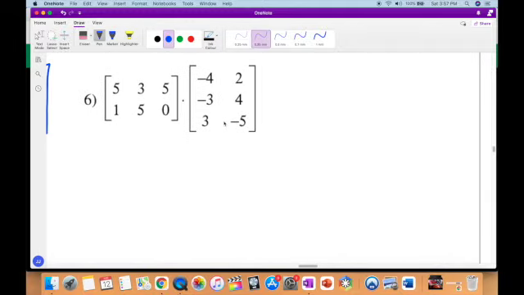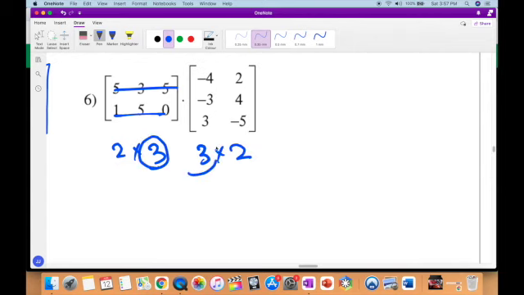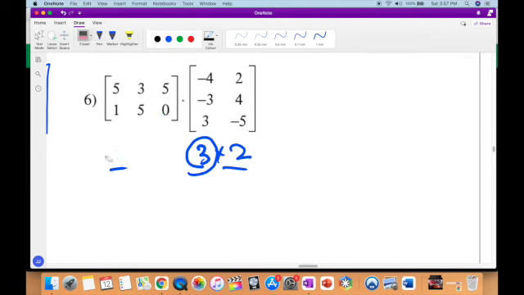So let's just see. I'm guessing here, alright, so we have 2 rows and 3 columns. And in this case here, we have 3 columns and 2 rows. So yes, they can be multiplied, and we should get a 2 by 2 matrix at the end. Right? So let's see.